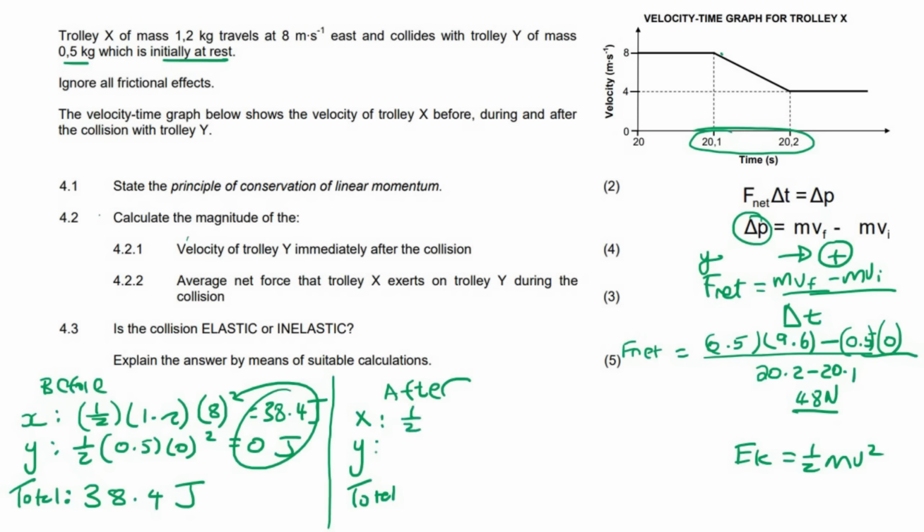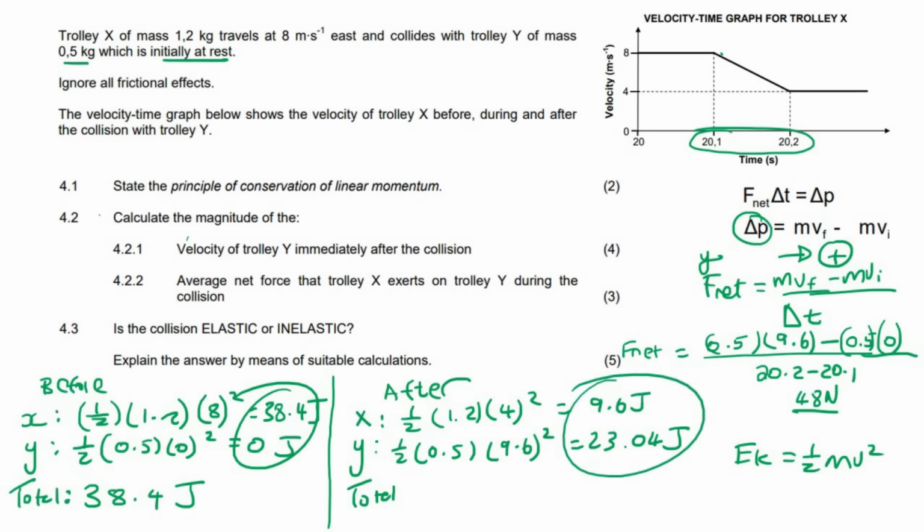So for object X, it was going at 4 meters per second. So that's 9.6 joules. And then for object Y, it was going at its final velocity we calculated as 9.6. And that is 23.04. Add these two numbers together, 32.64. Okay, are these two numbers the same? No, they're not. So that is inelastic.